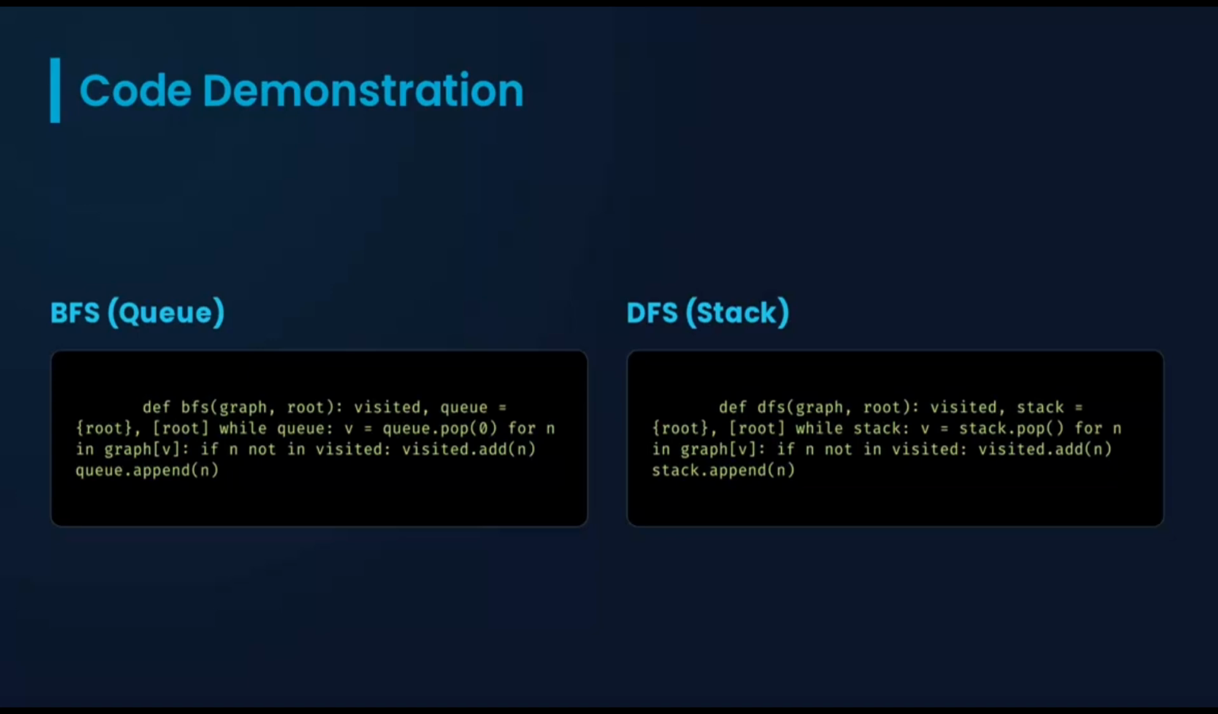And DFS stack has pop with nothing in the brackets. It removes the last element added, that is last in first out order. This forces the algorithm to go deep on the most recently discovered path. Notice how structurally similar the code is. The only difference is the data structures, that is queue versus stack.